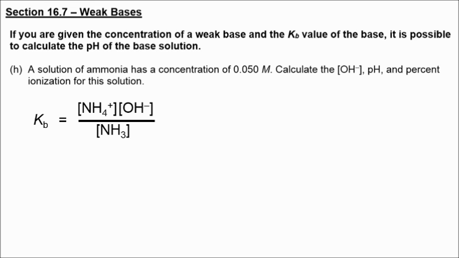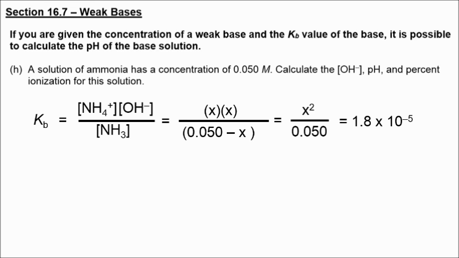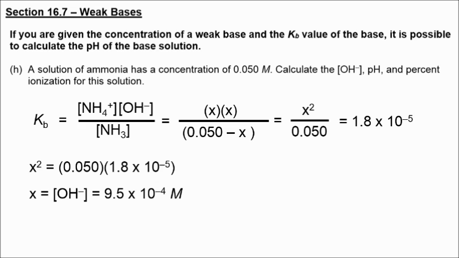There's our Kb expression. It's ammonium times hydroxide divided by ammonia. We have X and X for the concentrations of ammonium and hydroxide, and we have 0.050 minus X for the concentration of ammonia at equilibrium. And we set that equal to the Kb, which is 1.8 times 10 to the negative 5. As you can see, I've made the simplifying assumption that X is smaller than the concentration of ammonia, and therefore X can be ignored to avoid the quadratic. So we solve for X, and that equals 9.5 times 10 to the negative 4 moles per liter.